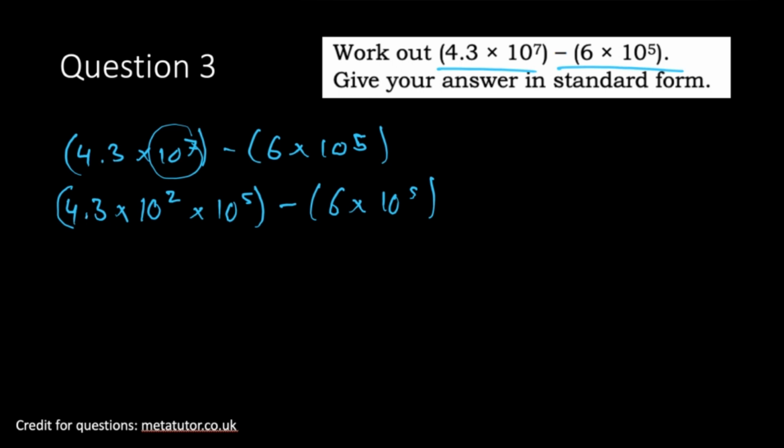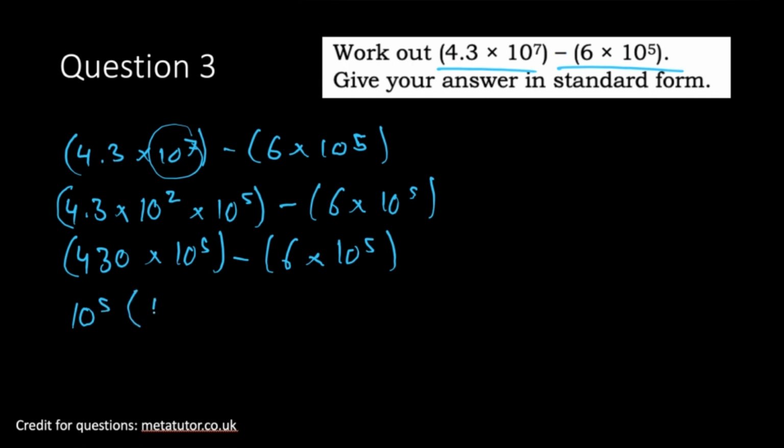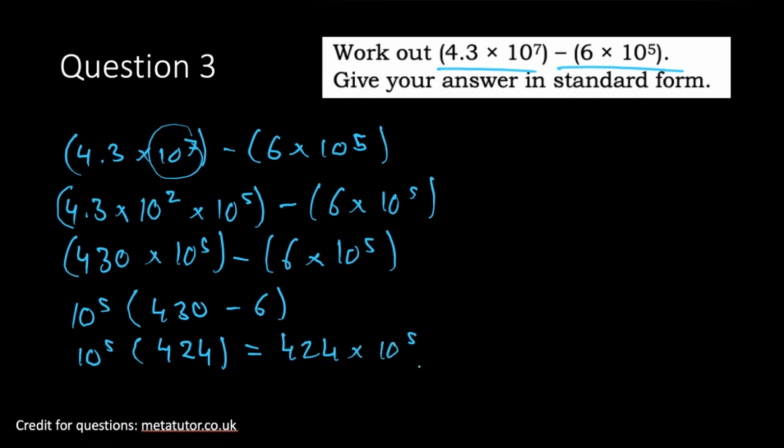So then this would be 4.3 times 100. This would be 430 times 10 to the power of 5. Minus 6 times 10 to the power of 5. And then you take out 10 to the power of 5 as a common factor. So this will give you 430 minus 6, and this will equal 424. And then 424 times 10 to the power of 5.